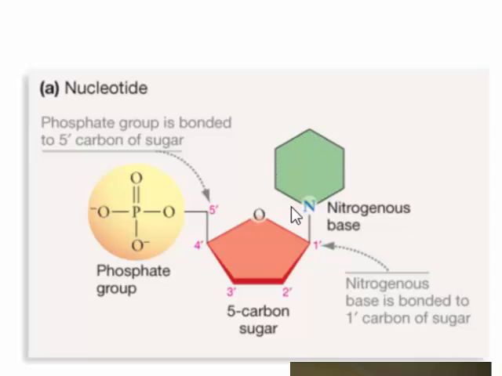It will have a nitrogenous base, so a ring structure with nitrogen in it, attached at the 1' carbon, the first carbon, and it will have a phosphate group attached to the 5' carbon. So phosphate is a phosphorus atom with 4 oxygens bound to it. A nitrogenous base is a carbon ring with at least 1 nitrogen atom in it.